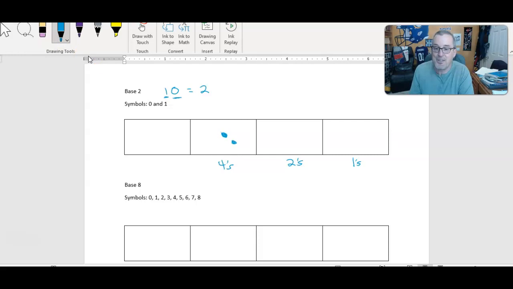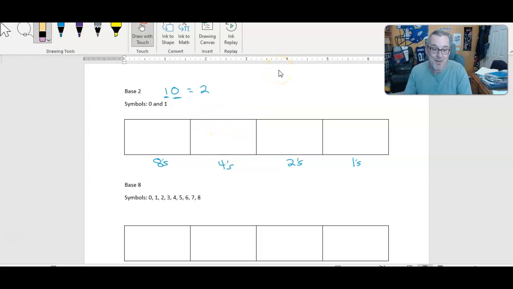But as soon as you got to a second bundle, you'd have to bundle those and move them over to the new place with the new value. Now remember, these were bundles of 4. So if you had 2 4s, that would be 8. And you would keep on going over and over and over again. Do you see the patterning here?